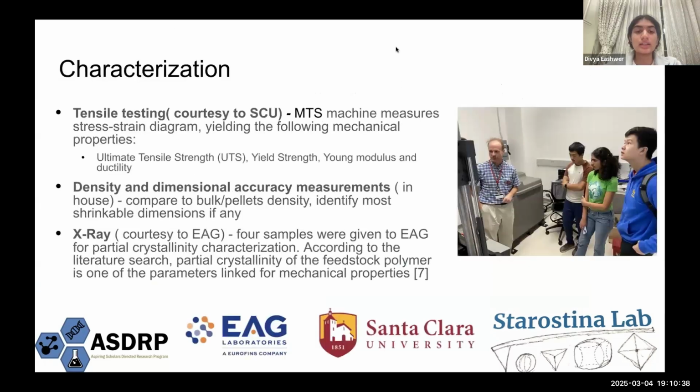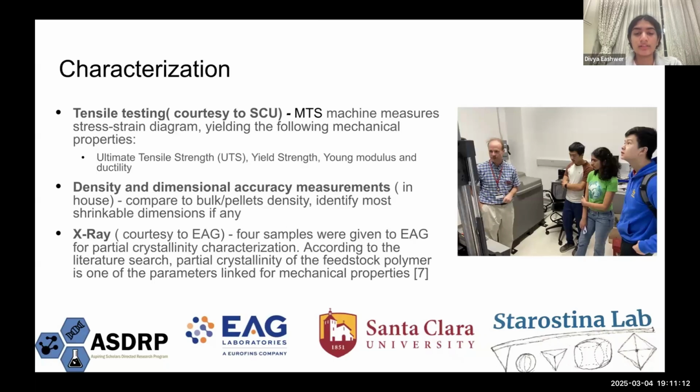So we will be doing tensile testing, courtesy of Santa Clara University. And this machine measures the stress strain diagram, which yields the ultimate tensile strength, yield strength, Young's modulus, and ductility or percent elongation. And then density and dimensional accuracy measurements. Here we'd be comparing bulk pellets density and identifying the most shrinkable dimensions, if any. And then the X-ray diffraction.